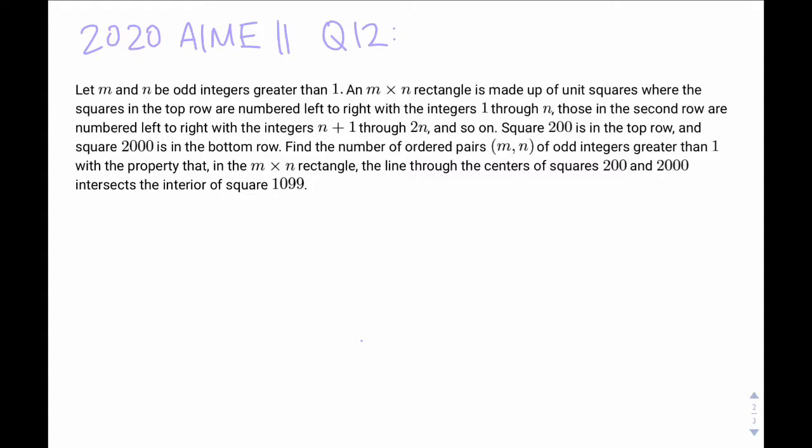Find the number of ordered pairs m, n of odd integers greater than 1 with the property that, in the m by n rectangle, the line through the centers of squares 200 and 2000 intersects the interior of square 1099.